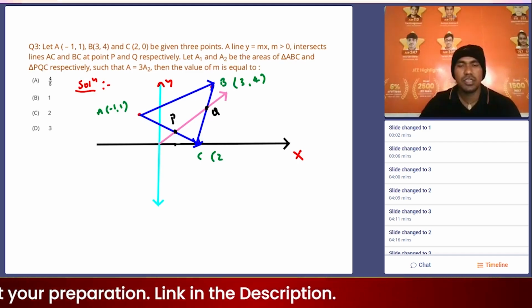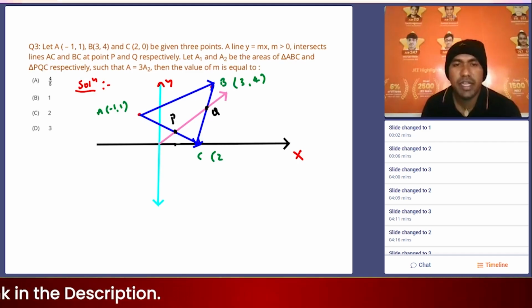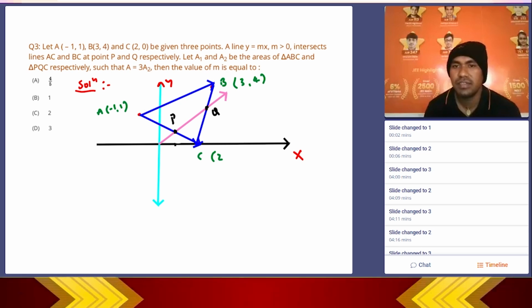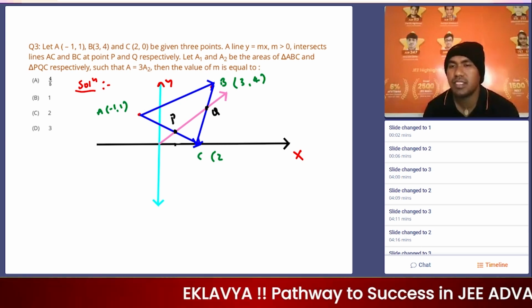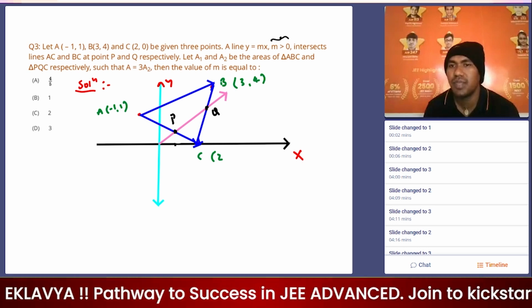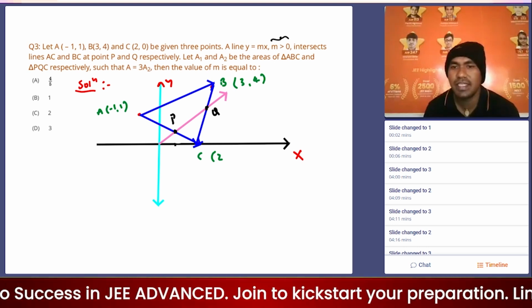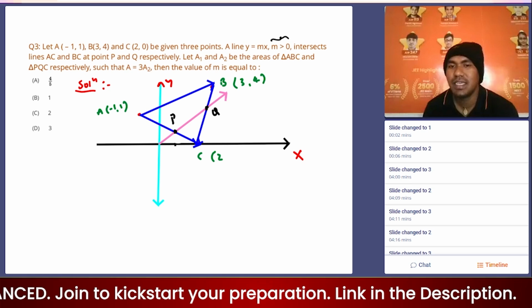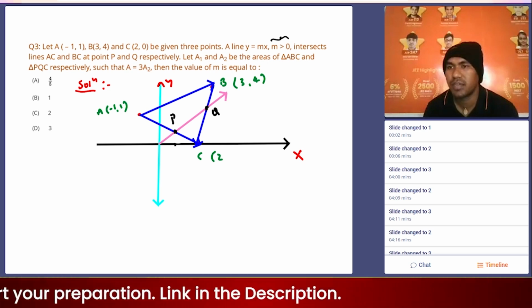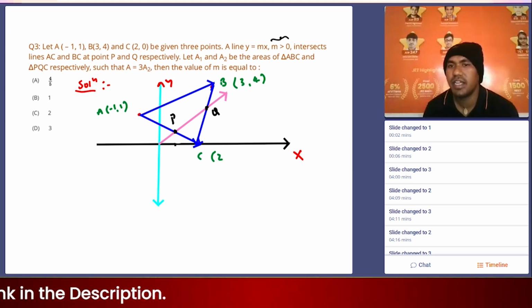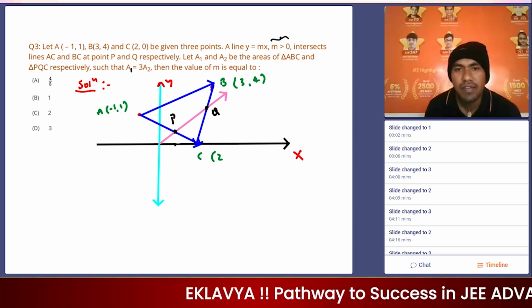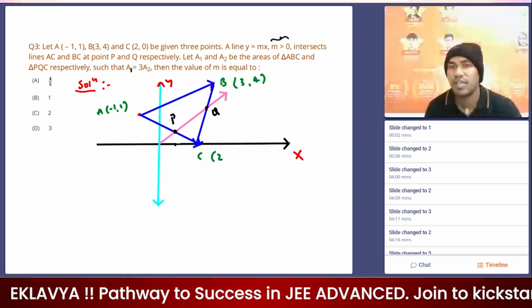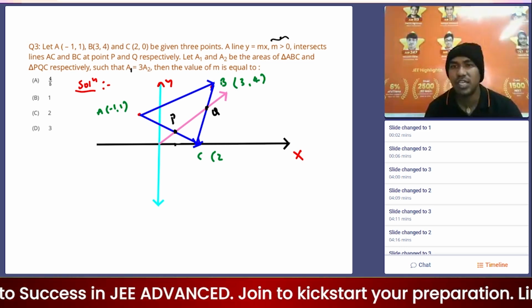The third question, yes. So here points A, B, C they have given. They mention these 3 points, and the line y equals mx, where m is greater than 0, intersects the lines AC and BC at points P and Q respectively. So let A1 and A2 be the areas of triangle ABC and triangle PQC respectively, such that A1 equals 3 times A2. Then they are asking for the value of m.